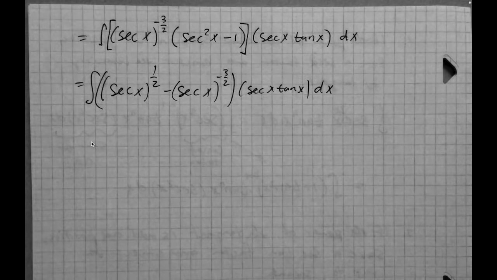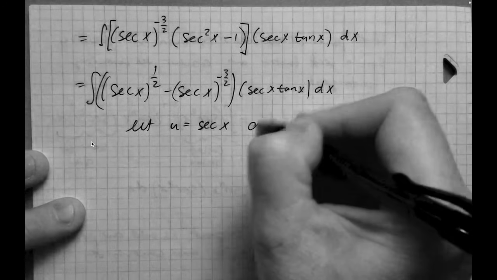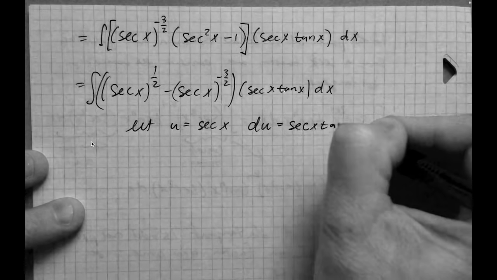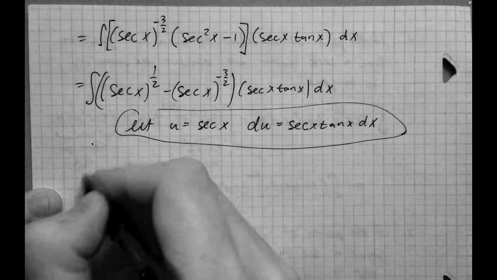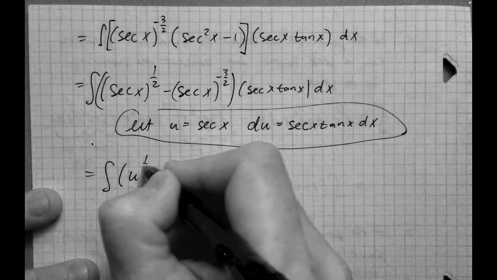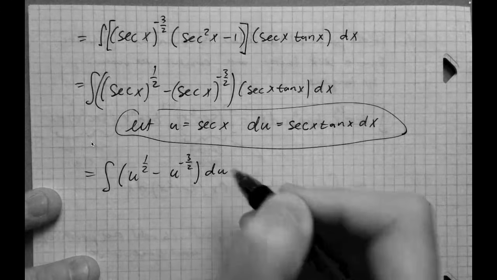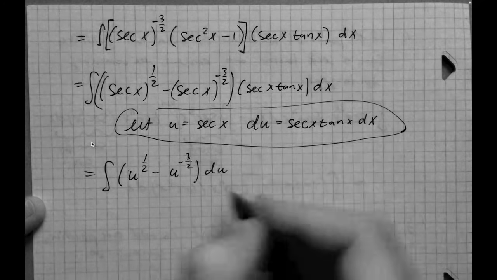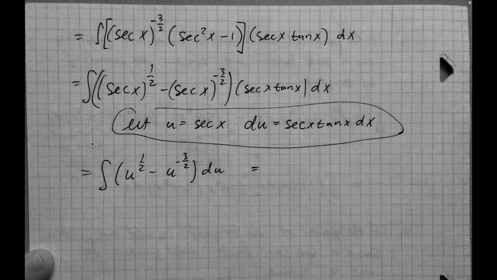Okay, now I'm in a good spot, right? Because I can let u equal the secant of x. So then du is equal to secant tangent. Okay, and so the substitution will work out. And I get the integral of u to the 1/2 minus u to the negative 3/2 du. Okay, and so then we can just calculate these using the regular power rule, right?